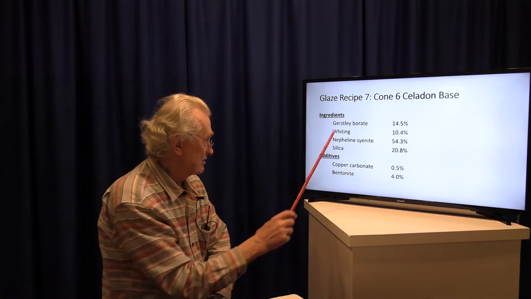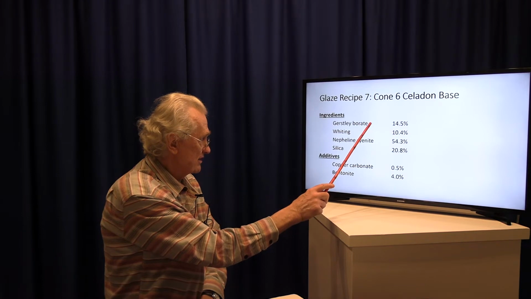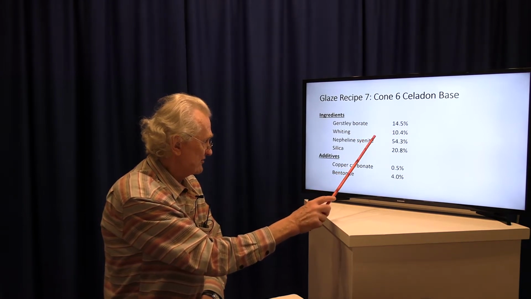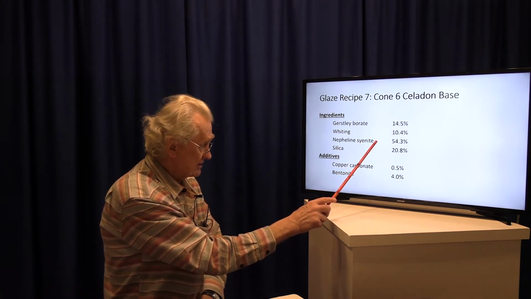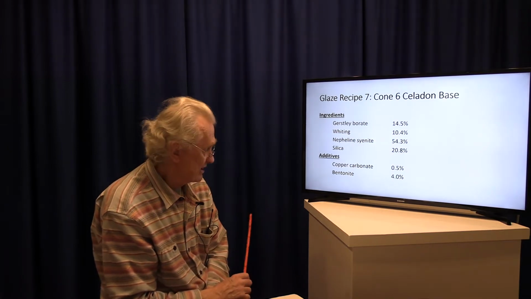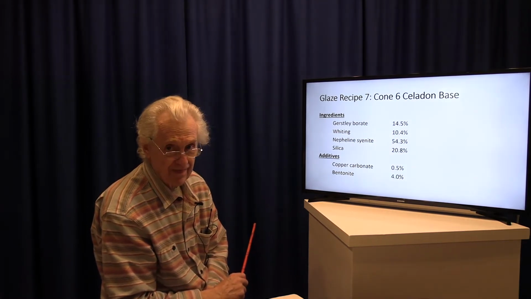So once again, this glaze is going to craze. I can almost guarantee it, because Gerstley borate is giving me a little bit of calcium, and that's a lot of nepheline syenite. So there's a really strong possibility that that glaze is going to craze.